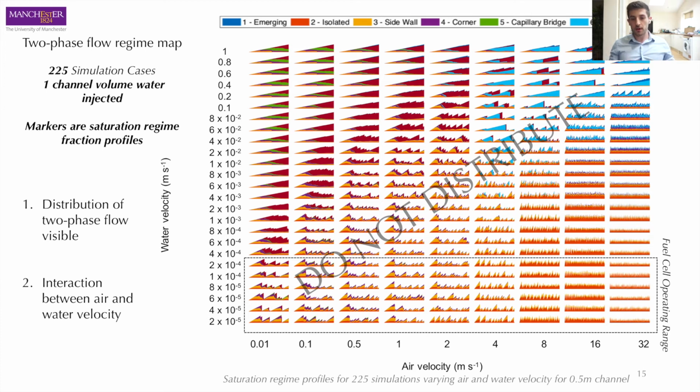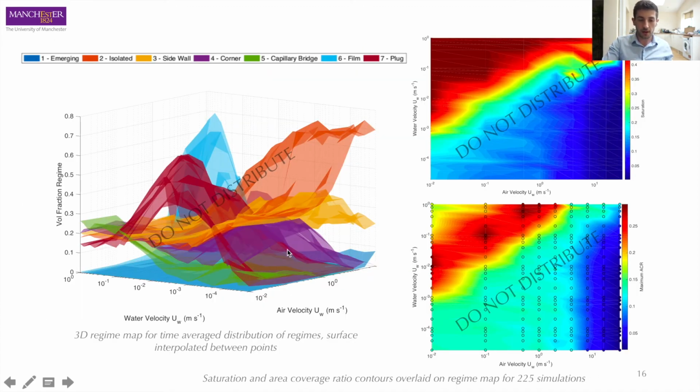Now what we can do with this two-phase flow regime map is calculate the time averaged regime fractions and time averaged saturations for each of these runs, and then we can create a 3D regime map, as you see on the left here. Now this 3D regime map is to do with the time average distribution, because we simulate these cases for one channel, it's half a channel volume injection.